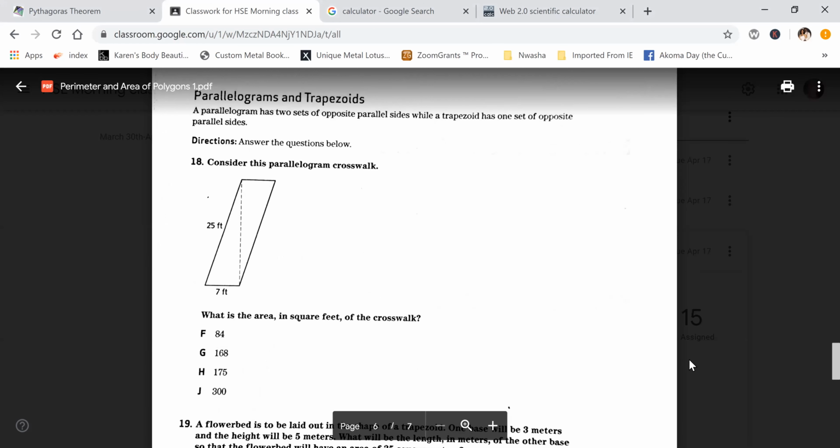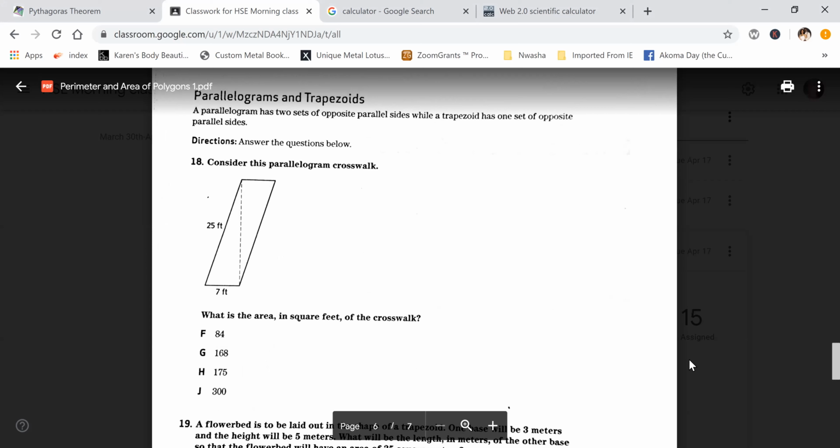So looking at parallelograms and trapezoids, it says a parallelogram has 2 sets of opposite parallel sides, while a trapezoid has 1 set of opposite parallel sides. So again, you draw out the parallelogram, draw the trapezoid. If you have to go back to Math is Fun, you can do that, or if you want to go back to Aztec or Khan Academy. But when you read those words, you want to make sure you picture the right shape.